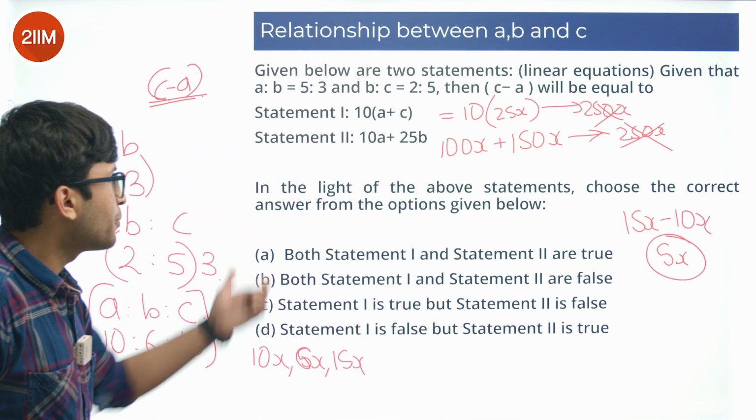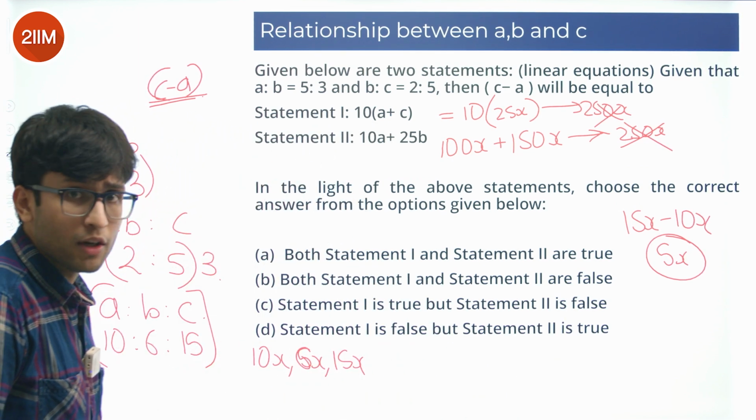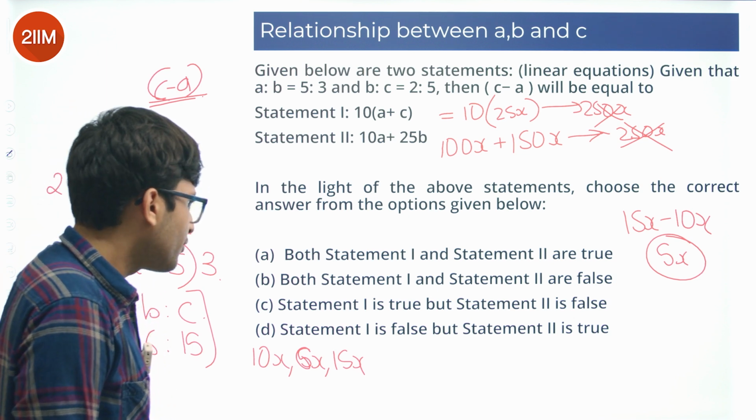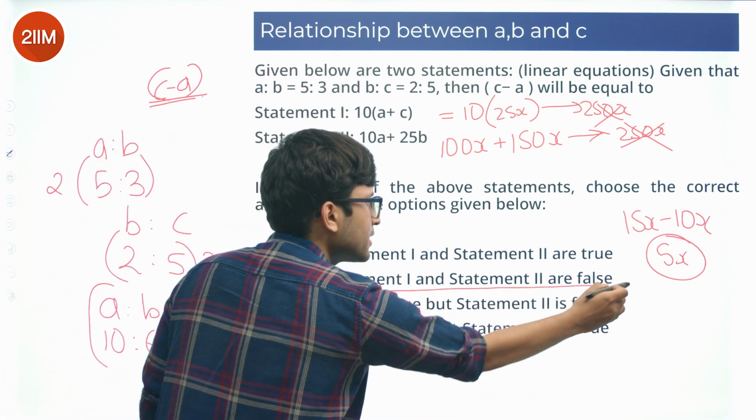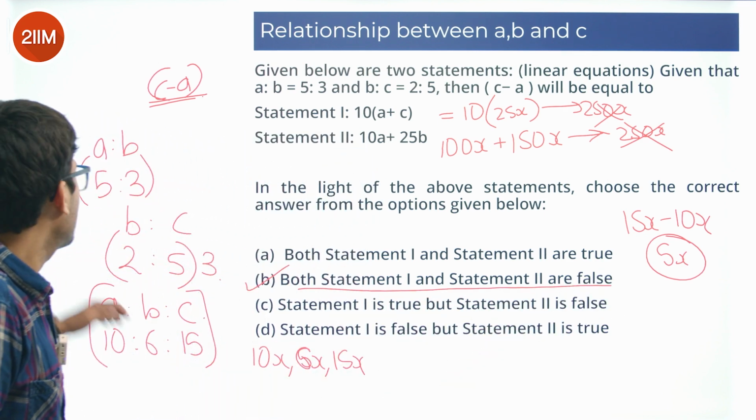So what we get is that for both statement 1 and statement 2, none of them give me the answer. So the option which is true is option number B. Both statement 1 and statement 2 are false for us. Let's check.